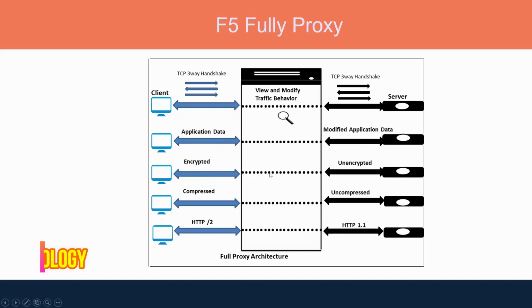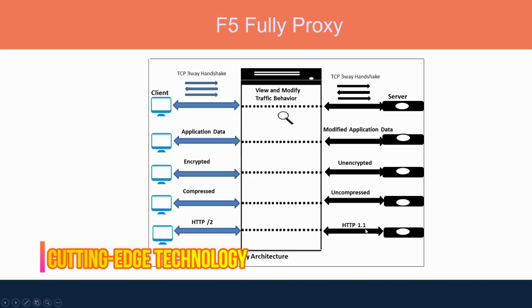So F5 is going to help the user to send secure traffic up to F5, while on the backend maybe traffic is unencrypted. The user may send compressed traffic, okay, but on the backend it would be uncompressed. Maybe on the backend you are using a low version of protocol like HTTP 1.1, but here you can use HTTP 2 or HTTP 3. So F5 can completely work as a full proxy, where it could proxy the session on behalf of the user.